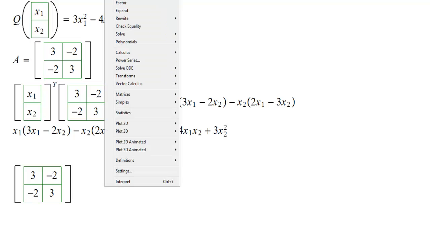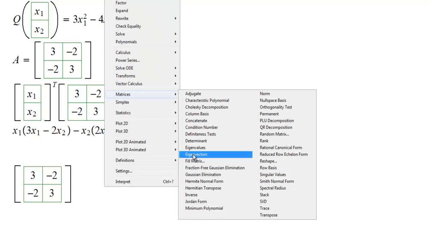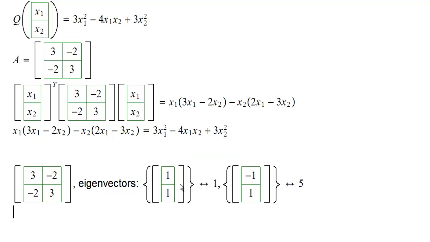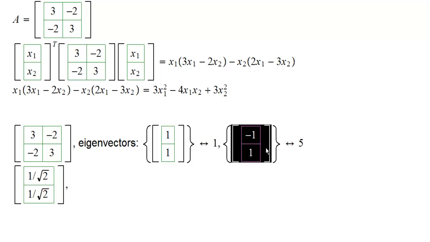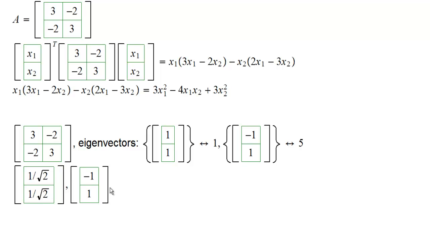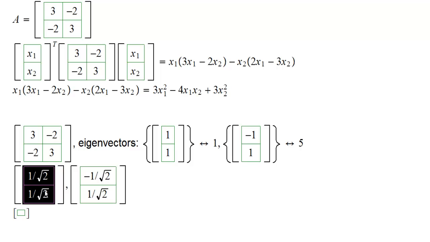So here, let's find the eigenvectors. We have the eigenvectors as (1, 1) and (-1, 1), corresponding to eigenvalues 1 and 5. That will be pretty easy. Here we will divide by the lengths of the vectors, and the lengths are quite easy to handle. This one becomes (-1/√2, 1/√2).